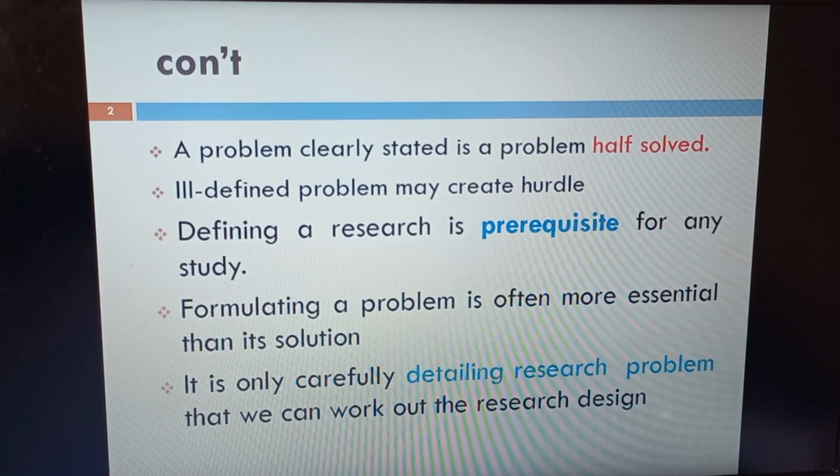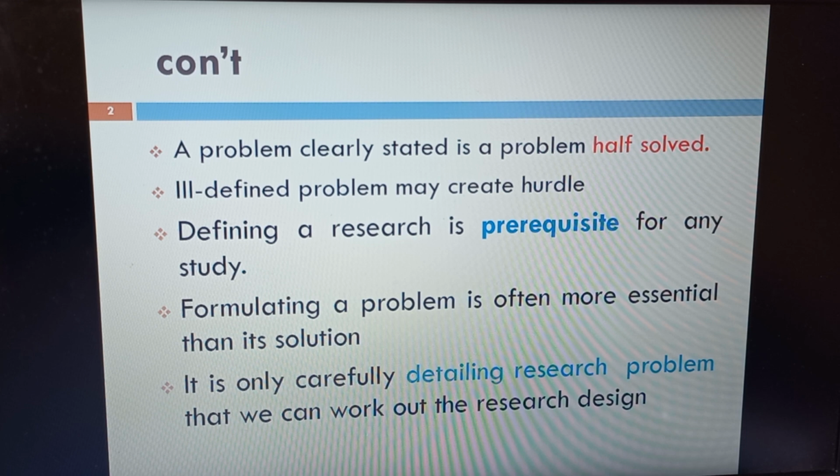As you know, a problem clearly stated is a problem half solved. If you clearly define your research problem in advance, it can be considered a problem which is half solved. So more focus should be given to problem definition. Ill-defined problems may create harder problems later in your research work. So defining a research problem is a prerequisite for any study. When you intend to conduct research, the basic thing that you should emphasize is defining your problem. So problem definition or formulation of a problem is more essential than its solution, because, as you have said before, ill-defined problems may lead you to wrong conclusions.